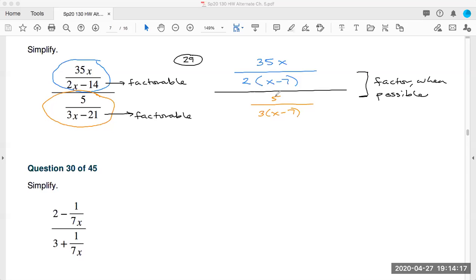So what we're going to do, we can actually go ahead and do the old school division writing. I'm going to have 35x divided by 2 times x minus 7. And then I'm dividing that by 5 divided by 3 times x minus 7. Okay. Now, in the next step, we're going to keep the first fraction the same.